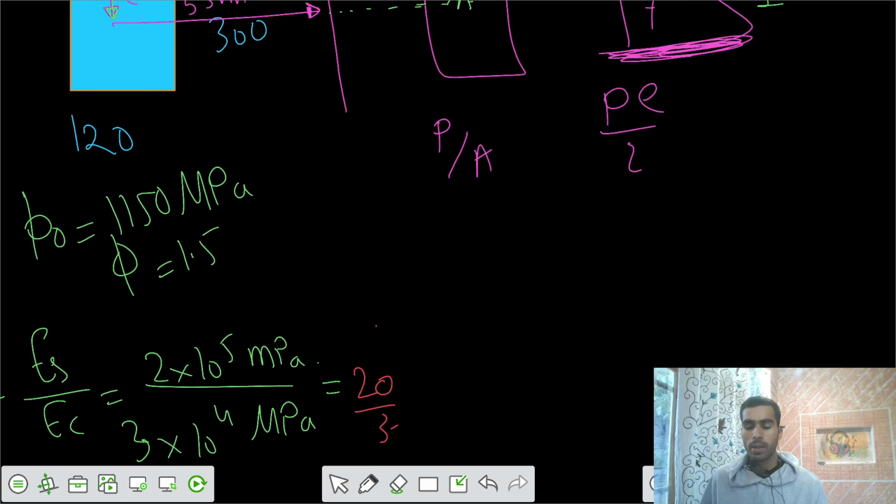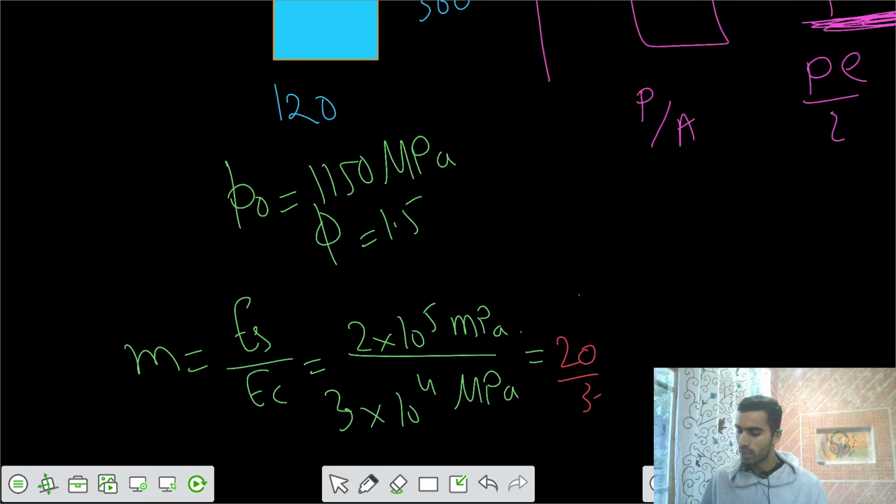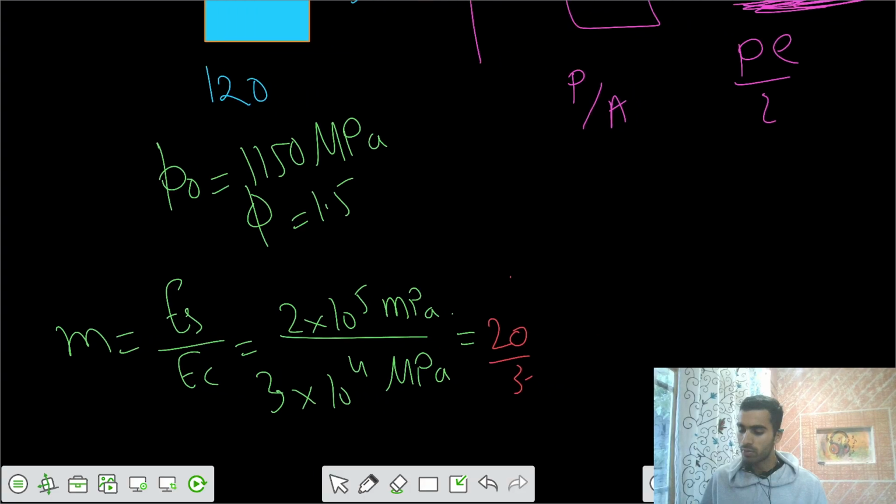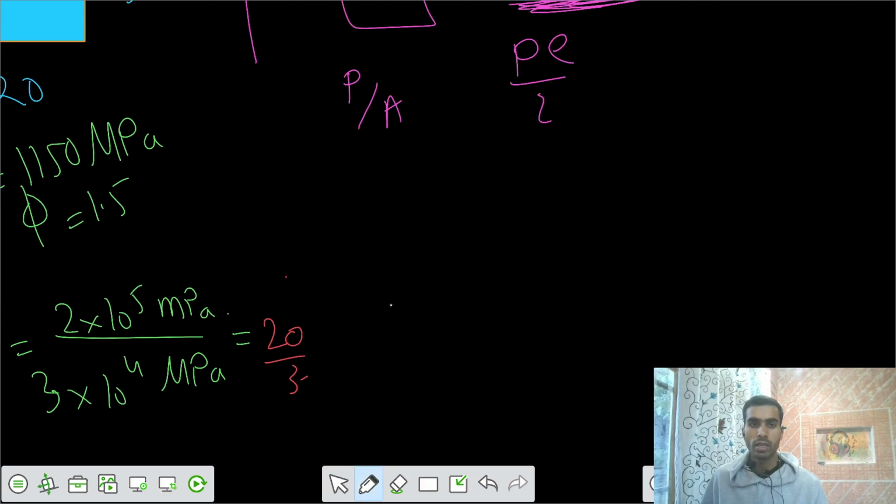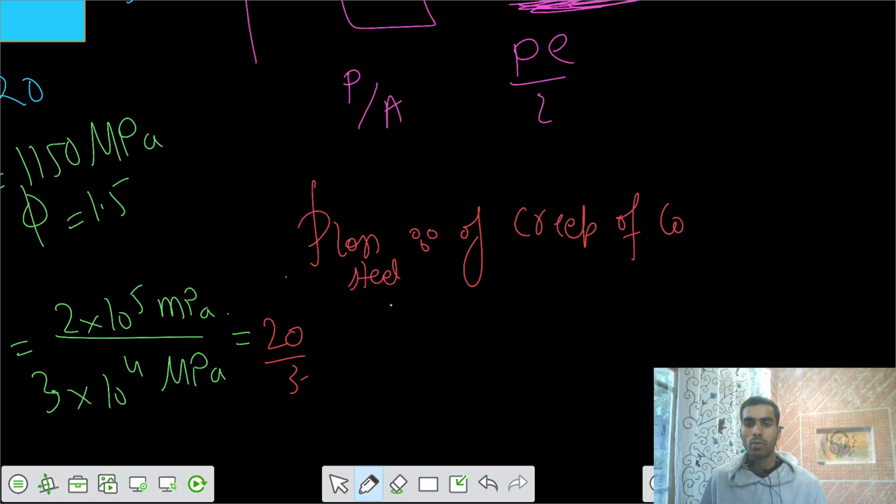One more data is provided to you. We need to calculate the loss of stress because of the creep of concrete. So the loss of stress in the steel wire because of creep of concrete. So this is the problem. Calculate the loss of stress because of the creep of concrete.